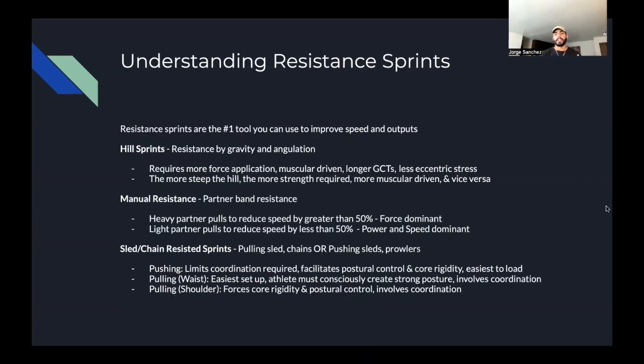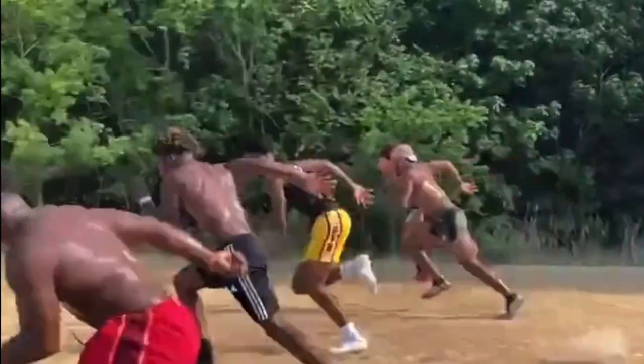So as mentioned, I love resistance sprints, and they're the number one tool that you can use to improve your speed, especially acceleration between 0 to 25 to 30 yards. So we're going to dive into understanding the different types of resistance sprints. So something to note before we get into it, the more resistance that you have, the more force you're going to apply into the ground, but the less speed you're going to move with, and vice versa. So the less resistance, the less force you apply, although it's still greater than non-resistance, but the more speed that you'll have training with resistance. Now, the easiest way to train acceleration with no equipment at all is to find a hill and utilize the resistance from that.